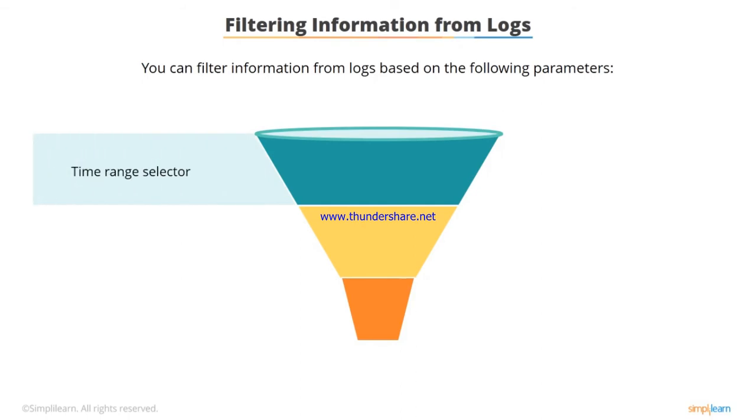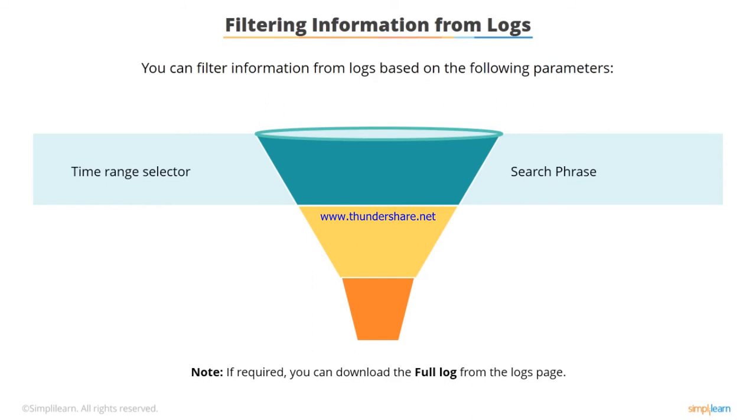Time range selector, or duration link. This parameter is useful to view information logged in during a specified time range or duration. For example, messages in the past 30 minutes, 1 hour, 2 hours, and so on. Search phrase. This parameter enables you to enter a case-sensitive string and search for information that matches the string.